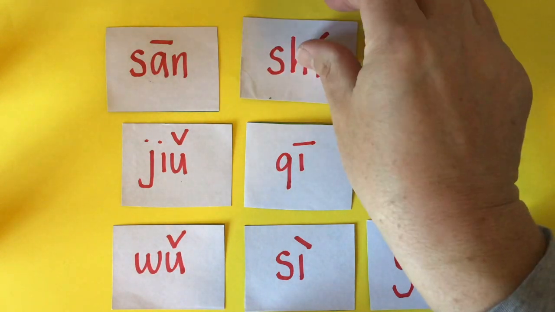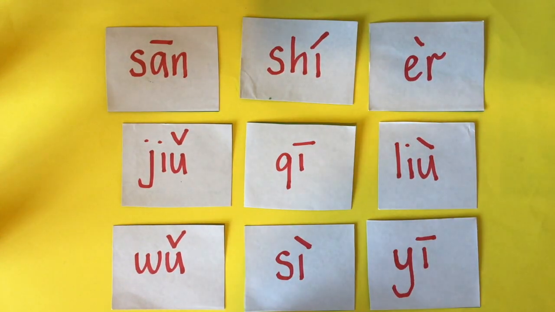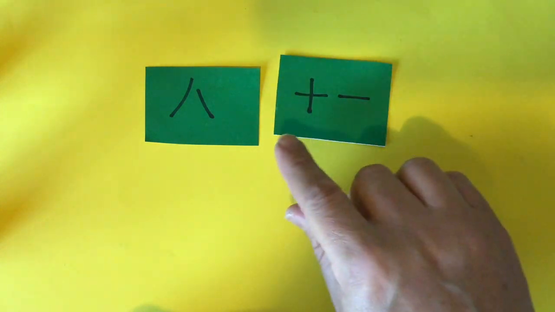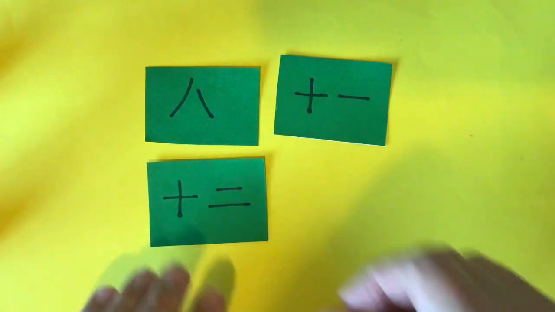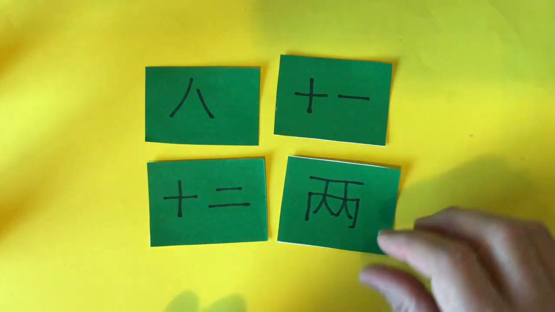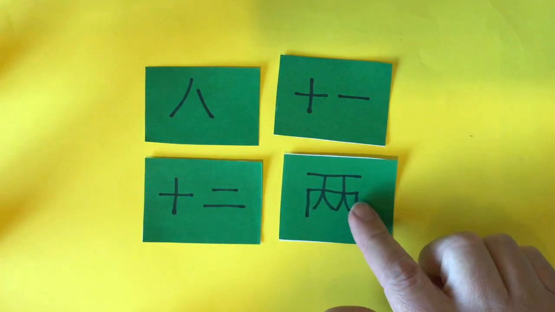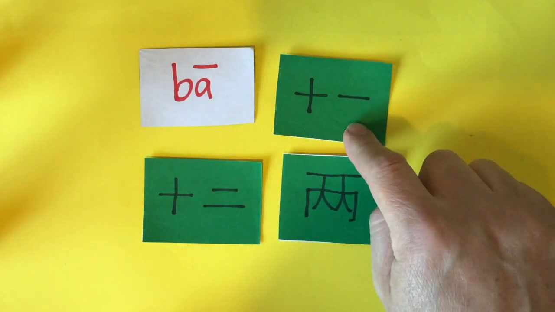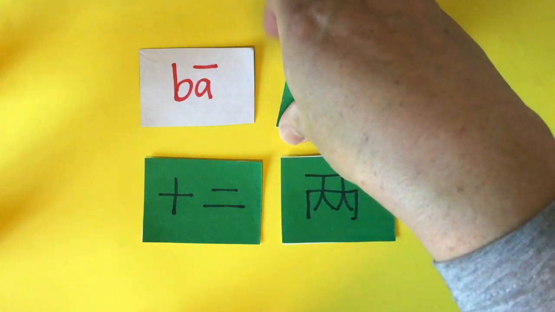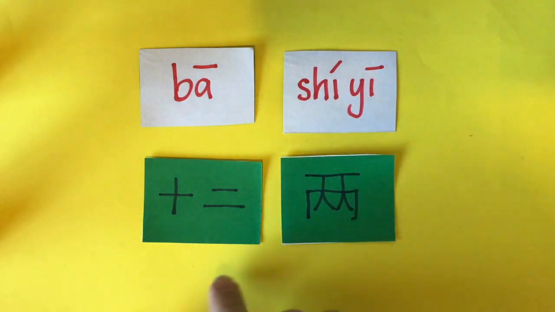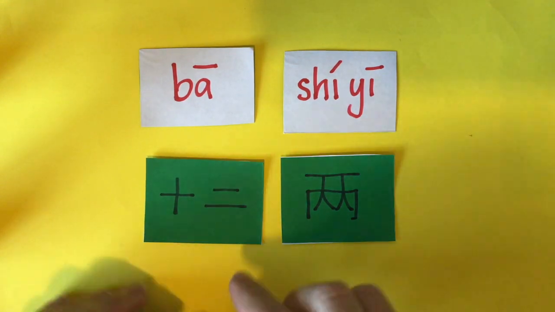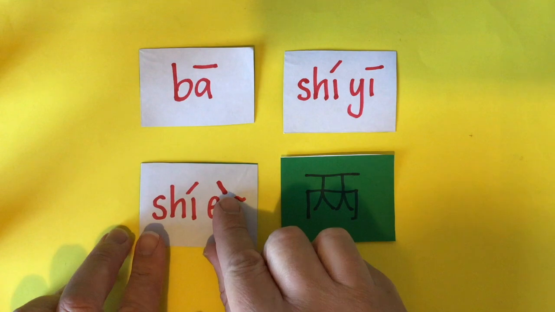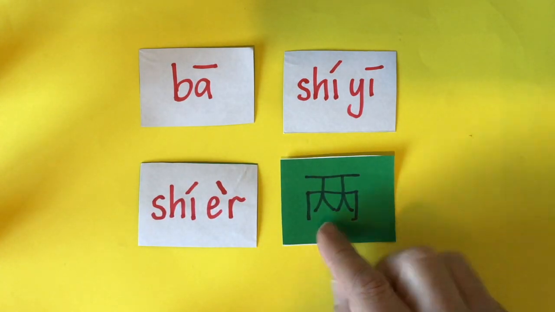Ooh, upside down. Okay, now onto some other numbers. Ba, here's the one we missed. And because we're doing clock times, we need Shi Yi, Shi Er, and this funny one, which you have seen before, this is Liang, and I'll talk about that in a moment. So Ba is 8. Shi Yi, 10 and 1, which makes 11. Shi Er, 10 and 2 more, is 12.